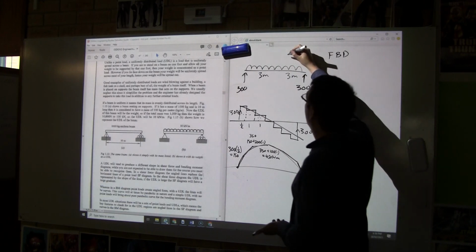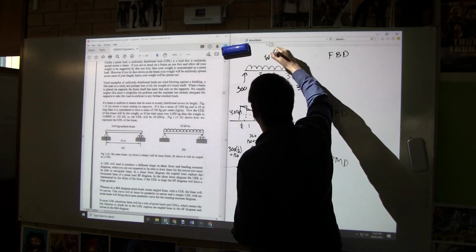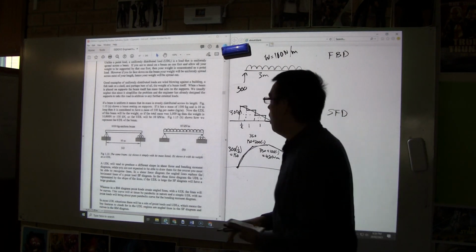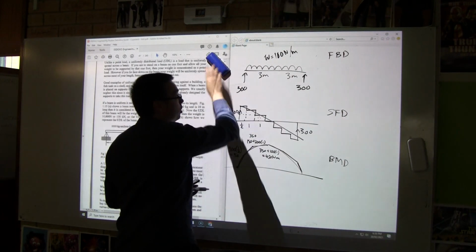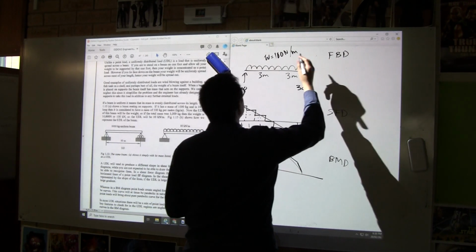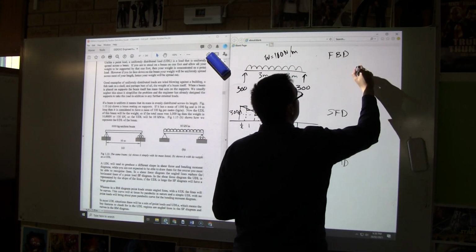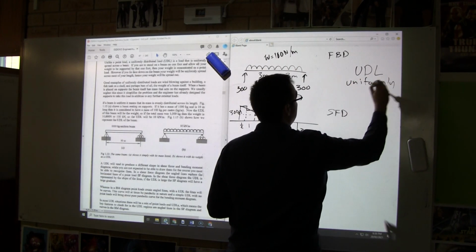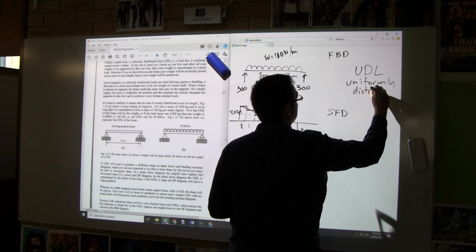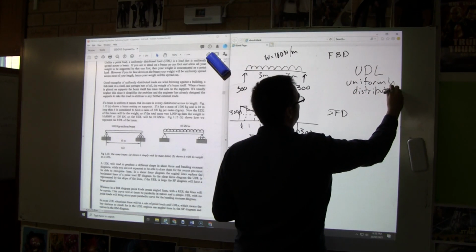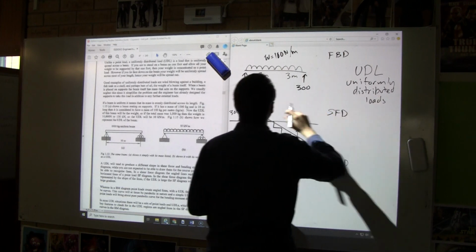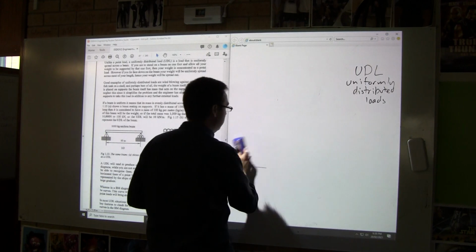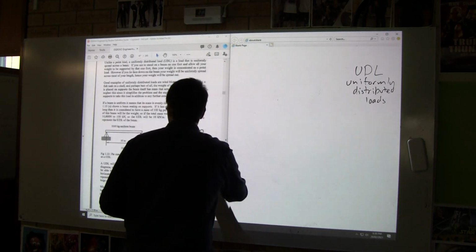And you'll say, little w equals 100 newtons per meter. That's how I would write that. Okay, so we've now understood what a uniformly distributed load is. I just want to write this down here so we know that we're talking about UDLs, uniformly distributed loads. Right? I think there's also, you can buy cans of UDL, but I wouldn't know too much about that.